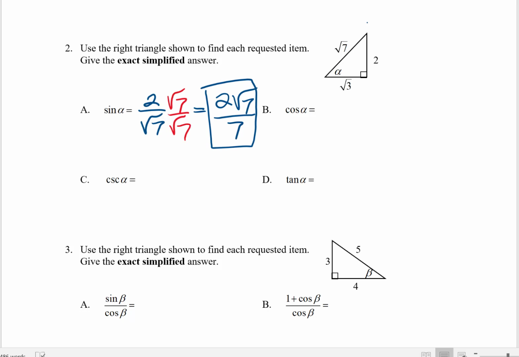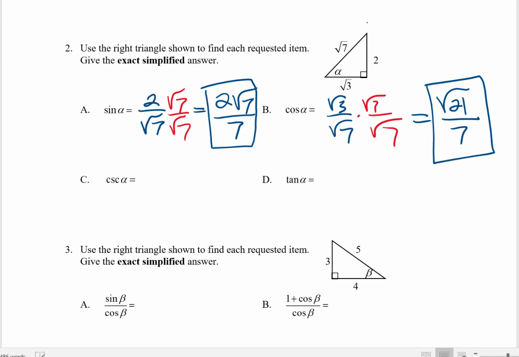The cosine ratio would be the adjacent leg divided by the hypotenuse. Again, I'll need to rationalize the denominator, and I end up here with square root of 21 on the top and then 7 on the bottom.